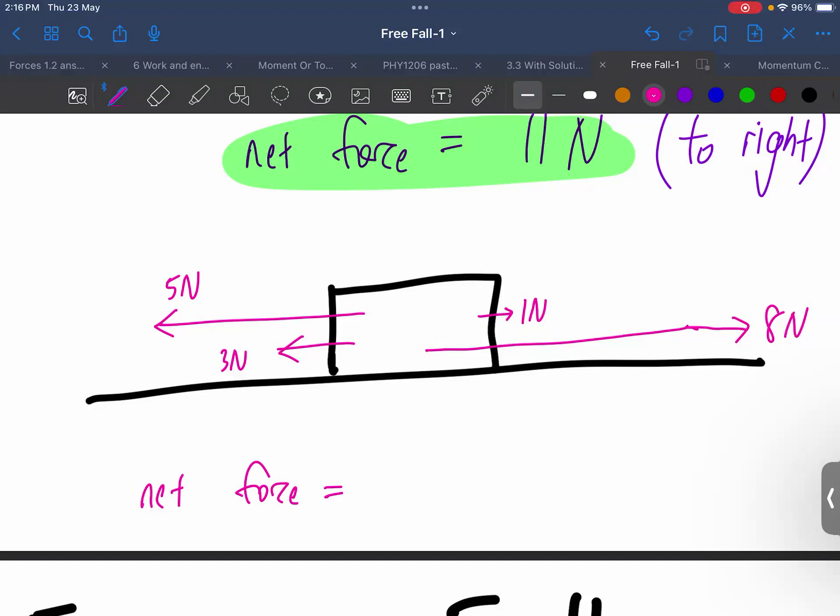How to find this? Then you sum up all the forces to the right, and then minus all the forces going to the left. Something like that. Would you like to guess, or maybe you need help? Is it 4? No, no. Okay, you look at this.